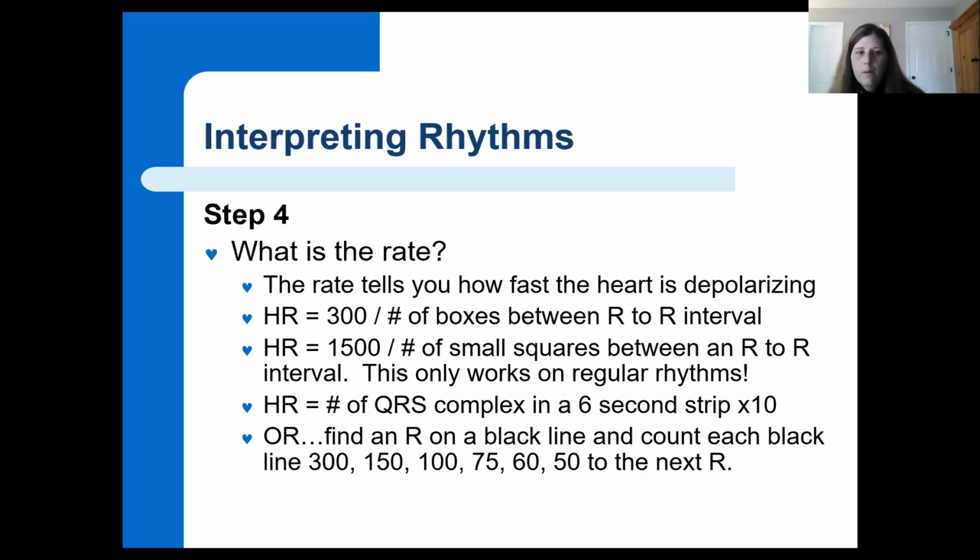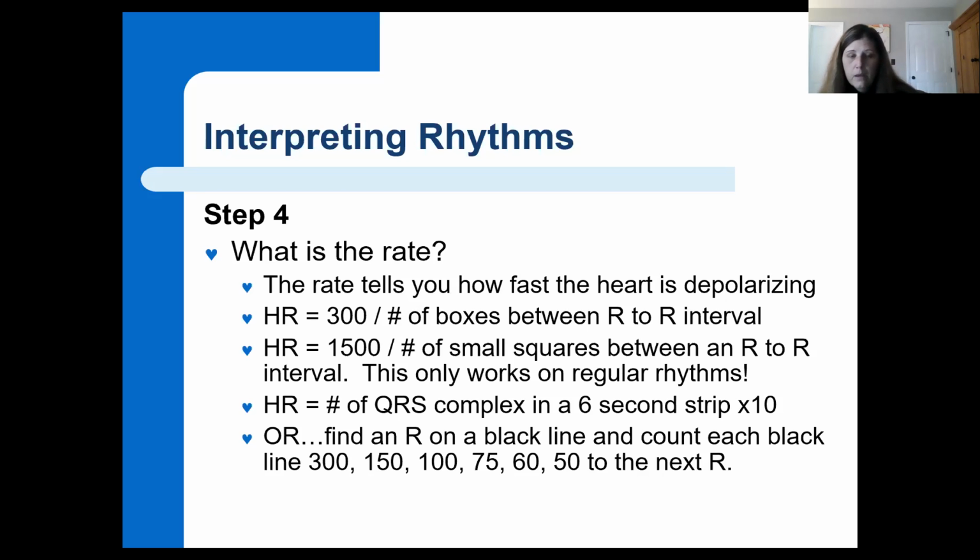Looking at the top one that I have there, heart rate equals 300 divided by the number of boxes between an R to R interval. So if you counted, let's say 3 large boxes from the first R wave to the second R wave, or even between the P waves really, but from the R to R, you get that R to R interval, you would take 300 divided by 3, because that was the number of the large boxes, and your rate would be 100.